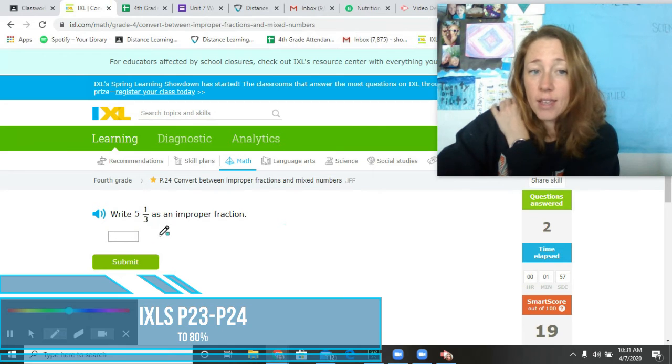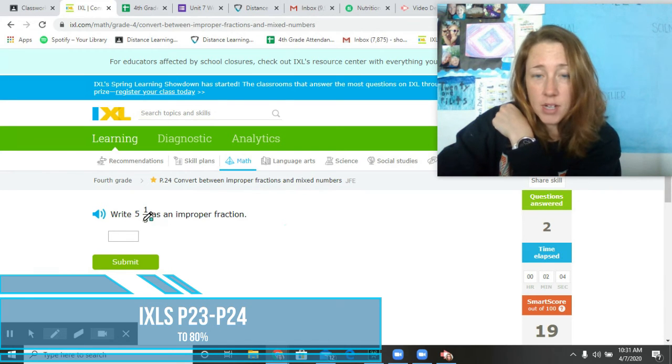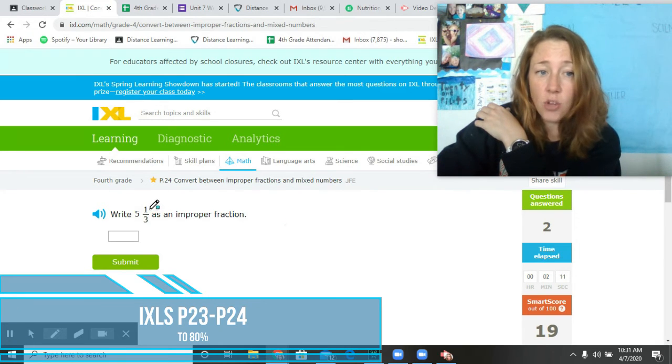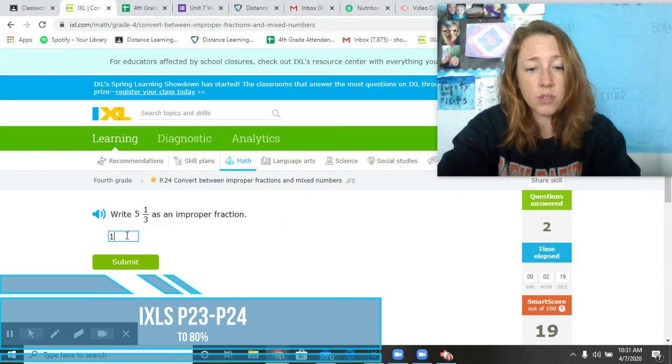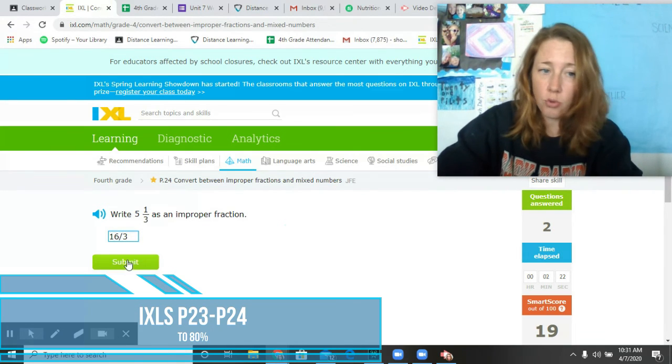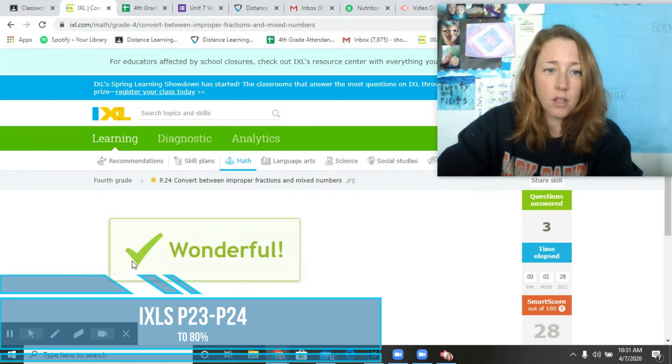Now I'm doing the opposite. I'm taking a mixed number and making it into an improper fraction. This one is pretty simple. Remember, you multiply the denominator and the whole number. What's 5 times 3? 15. And then you add the numerator. 15 plus 1 is 16. And my denominator stays the same as 3. So it's 16 over 3, or 16/3. So many ways to say fractions.